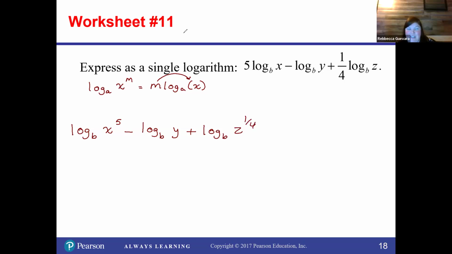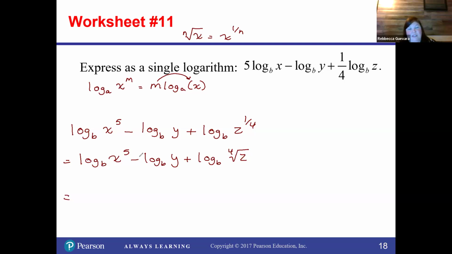So just again, as a reminder, if I have an nth root, it's the same as having the power of 1 over n. I have 1/4 here, so I can take this back. So it's log base b of x to the 5th, minus log base b of y, plus log base b of the 4th root of z.